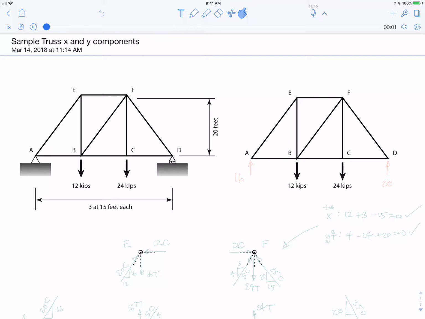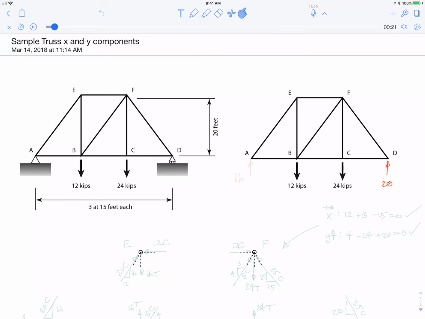This is the same problem. We're going to solve it by the method of joints, but instead of tracking sines and cosines, I'm just going to keep track of x and y components, and it's easier to show this by an example than by trying to explain it. So here we go.